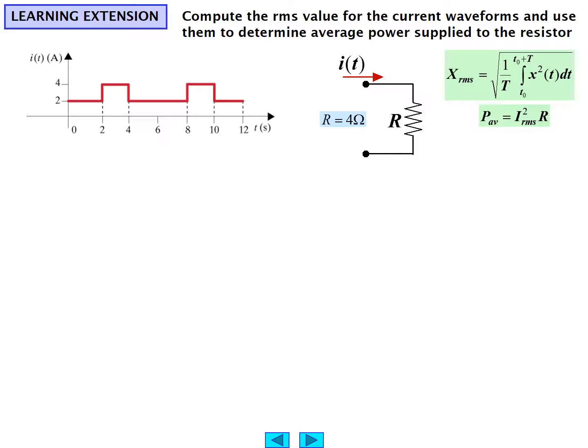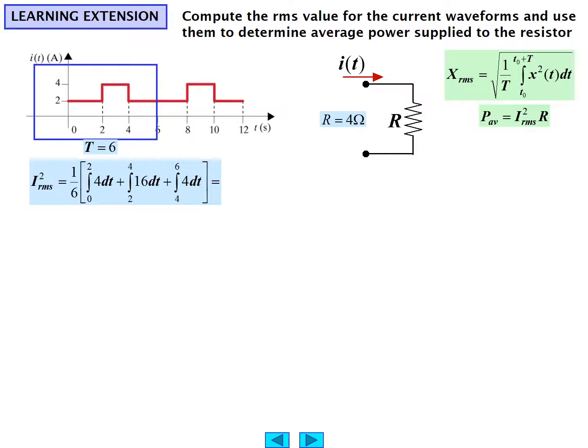We have a resistive load of 4 ohms. We notice that the period is 6. You have to verify that in your own analysis. The period is 6, which means that if you take any 2 points on the waveform, it repeats every 6 seconds, and we can conveniently start at 0.